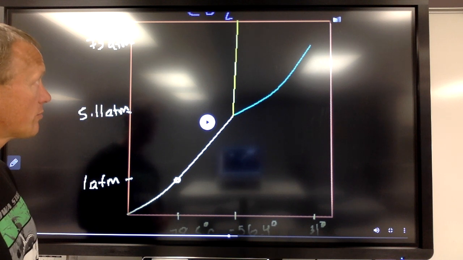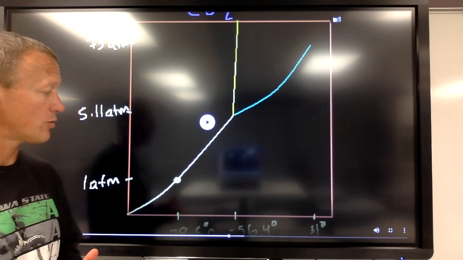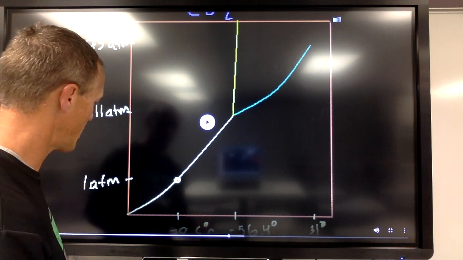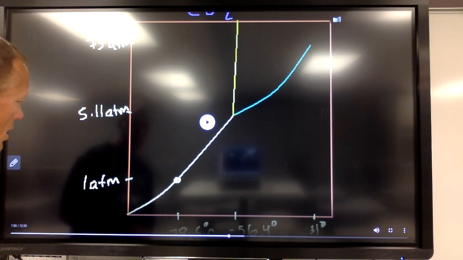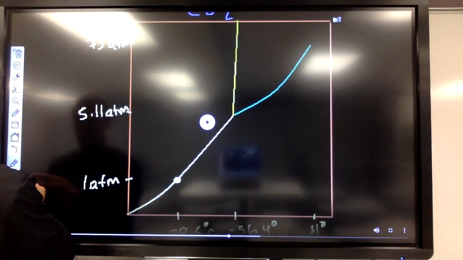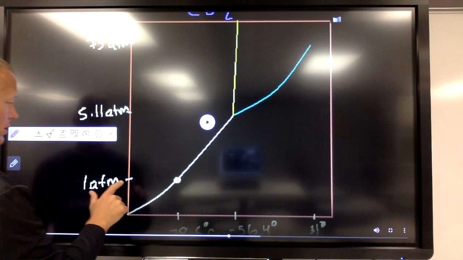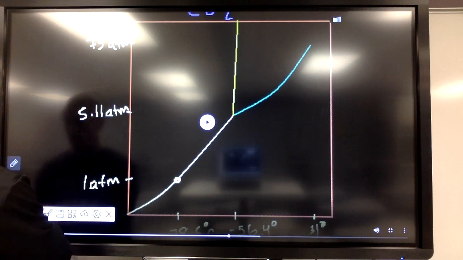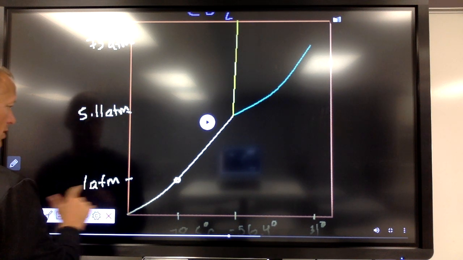So this substance, which is actually one we're going to look at at another point in time. Notice one atmosphere pressure is right here. So this is kind of our room pressure. So I'm going to draw a little line across there. This is kind of our room pressure.